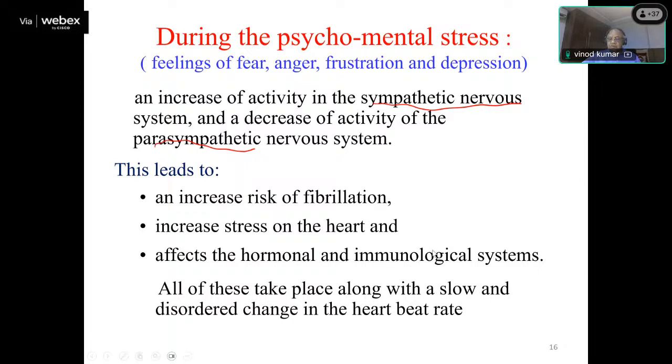immunological system. So our hormonal system will be disturbed, our digestive system will be disturbed, our immunity power will also be reduced. All of these take place along with a slow and disordered change in the heartbeat. So one is heartbeat changes are slow and disordered.